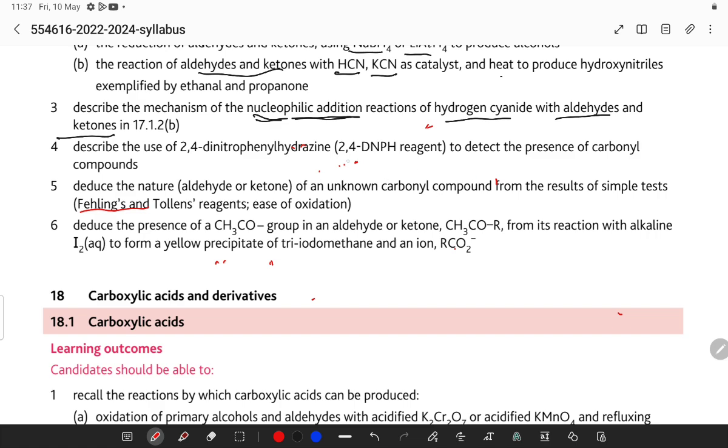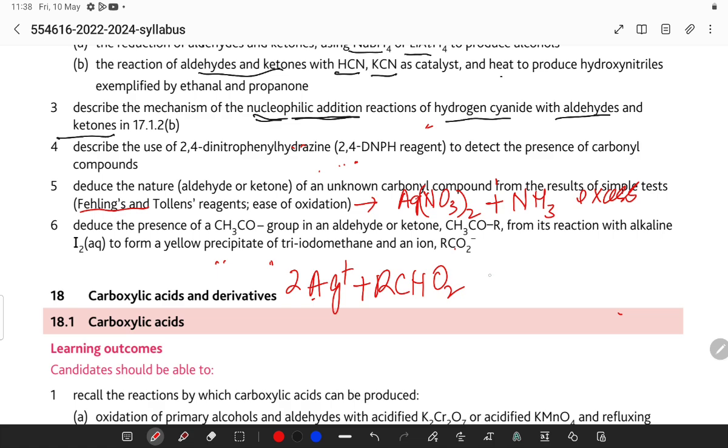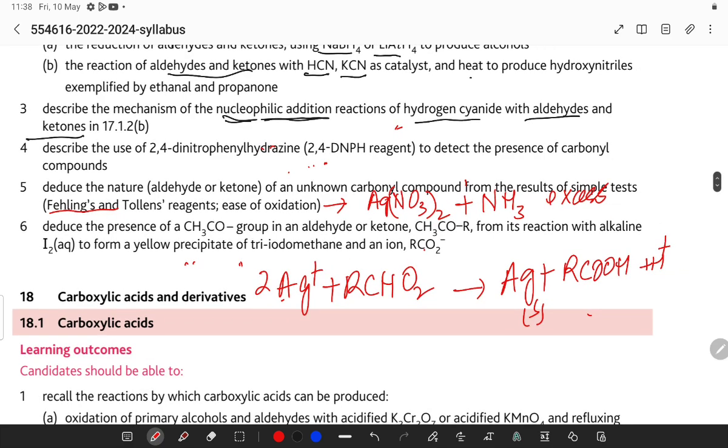And Tollens' reagent is a solution of AgNO3 plus excess NH3. In this reaction, 2Ag positive plus RCHO forms Ag solid plus RCOOH. This is a mild oxidizing agent. So this is Tollens' reagent, and this gives the silver mirror test.